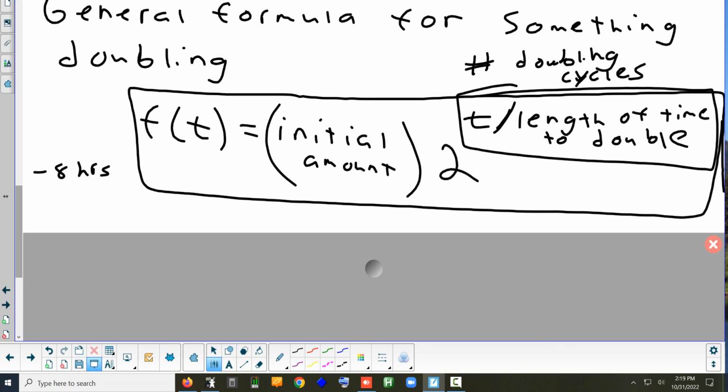3 times, right? 3 times. So this exponent, to represent something doubling 3 times, would need to be a 3. We wouldn't want to put in like 24 here, just because one day had gone by. If you put a 24 for that exponent, you're telling me that it's doubled 24 times. No. So this exponent is the number of doubling cycles. So you take your time and divide by the length of the time to double. So 24 hours in a day, divided by 8, it's going to double 3 times in one day.